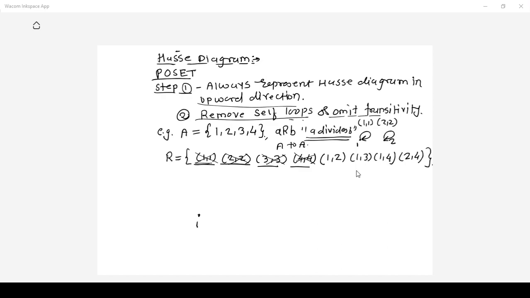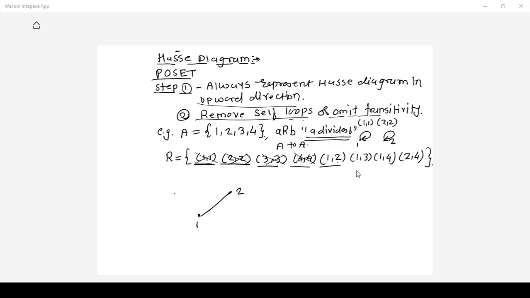The next pair to consider in the Hasse diagram is (1,2). I have taken 1 here, 2 I need to take somewhere. Let us say here I will take 2, and I need to represent this relation: 1 is related to 2. Step 1 says a Hasse diagram is always drawn in upward direction, so I can show 1 related to 2 in upward direction like this. It's not necessary that you take 2 on the right hand side only. You can take it on the left hand side also, no problem. At the end it should look like a good structure.